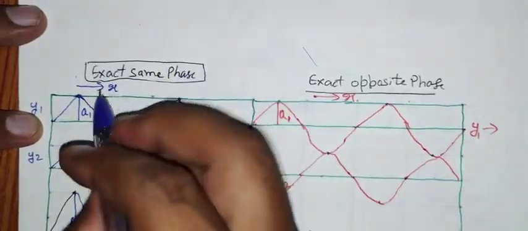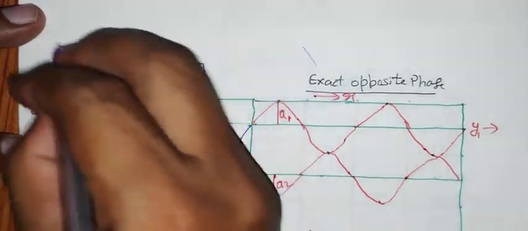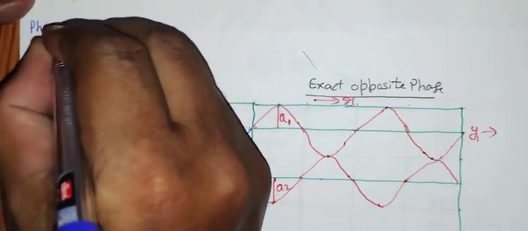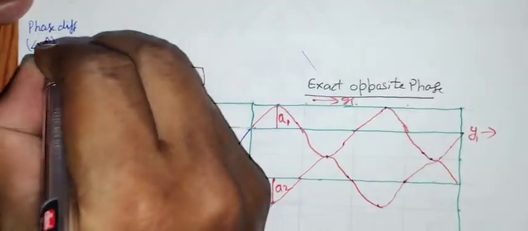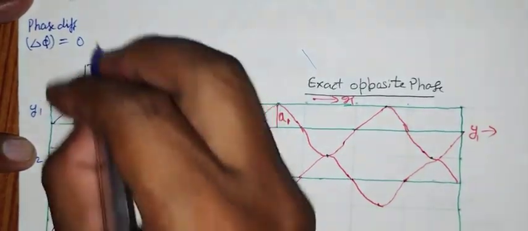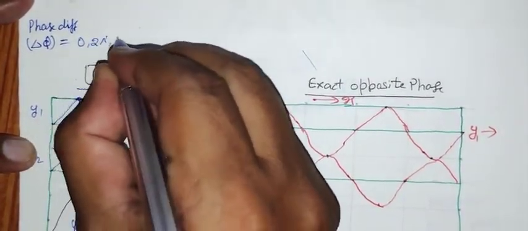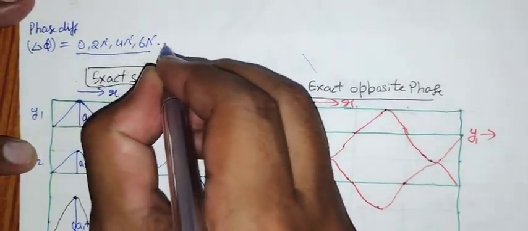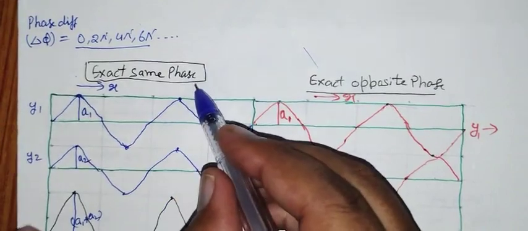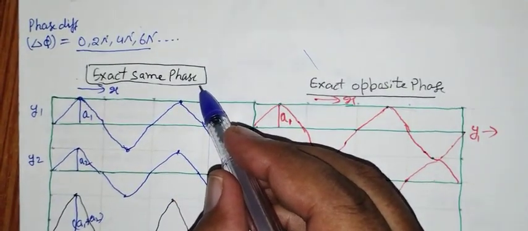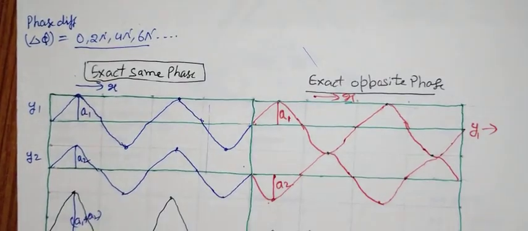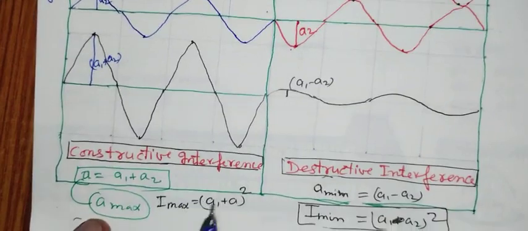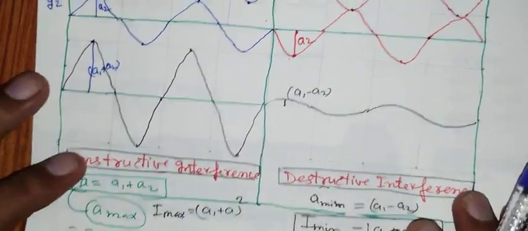In exact same phase, when they meet in this situation, the phase difference delta phi is either 0, no phase difference, or 2 pi, 4 pi, 6 pi, and so on. It is said they are meeting in exact same phase. The resultant wave's amplitude is the sum of both, giving maximum intensity, constructive interference.